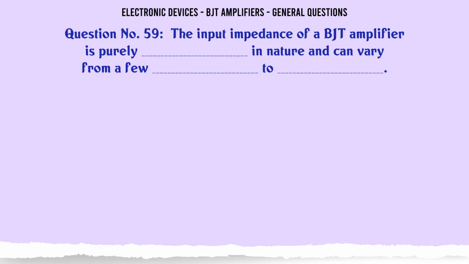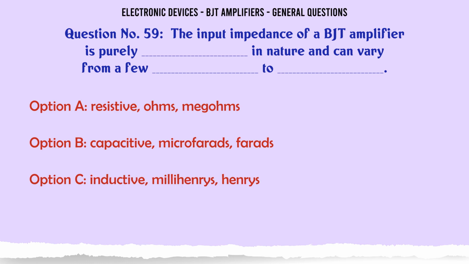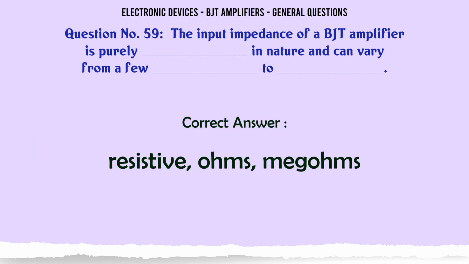The input impedance of a BJT amplifier is purely blank in nature and can vary from a few blank to blank. A. Resistive, ohms, megohms. B. Capacitive, microfarads, farads. C. Inductive, millihenries, henries. D. None of the above. The correct answer is resistive, ohms, megohms.